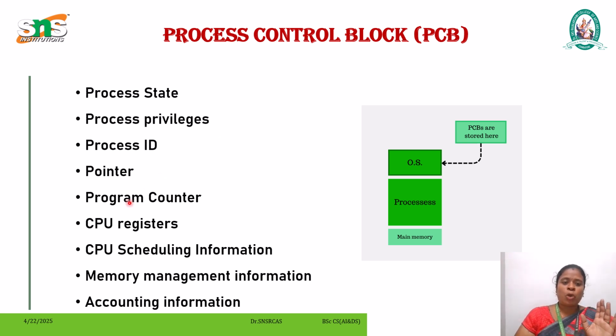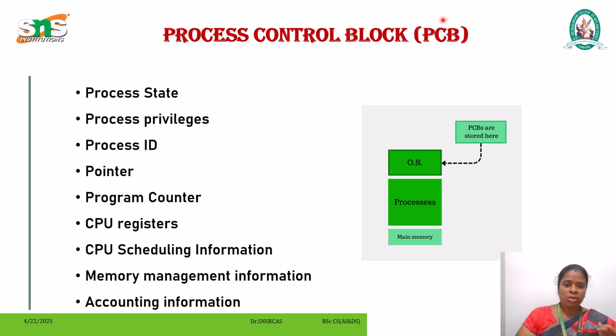The next one is program counter. Program counter is nothing but a pointer to the address of the next instruction to be executed for the process. Next one is CPU register. CPU registers are the various CPU registers where the process needs to be stored for execution in the running state. Next one, CPU scheduling information. The process priority and other scheduling information which is required to schedule the process.